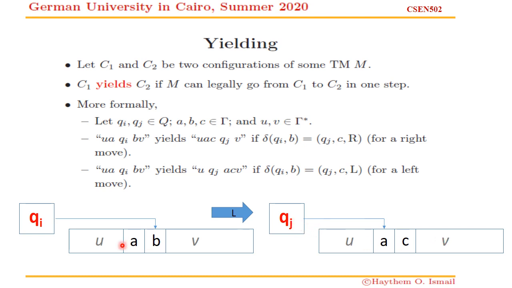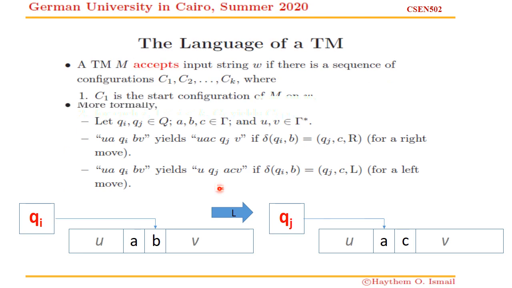The state becomes Qj, the B will be overwritten with a C, but then the head will move to the left, so now it's pointing at that A. If you want to represent this configuration, it will look like that. You have U, then you have Qj immediately before where the head is, which is this A, then you have ACV. So that's basically what it means for one configuration to yield another.